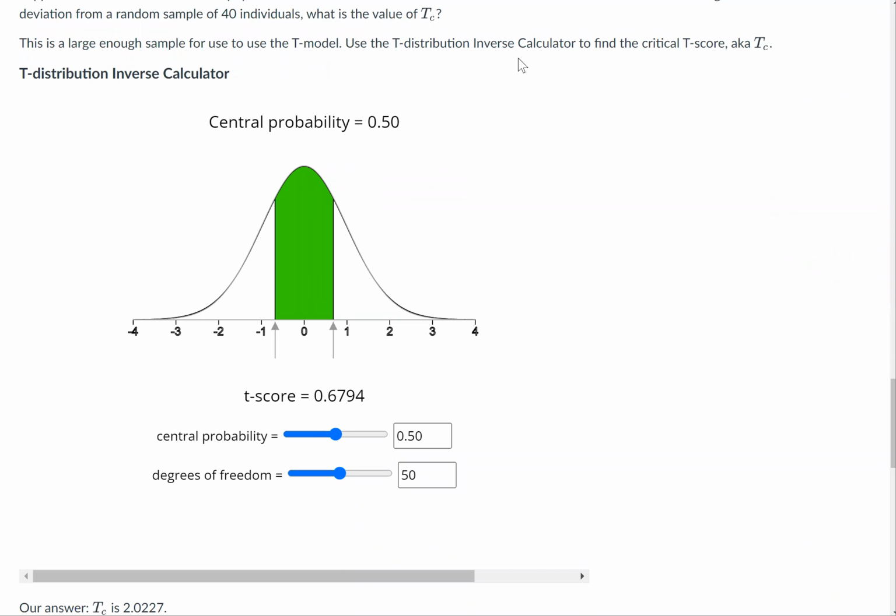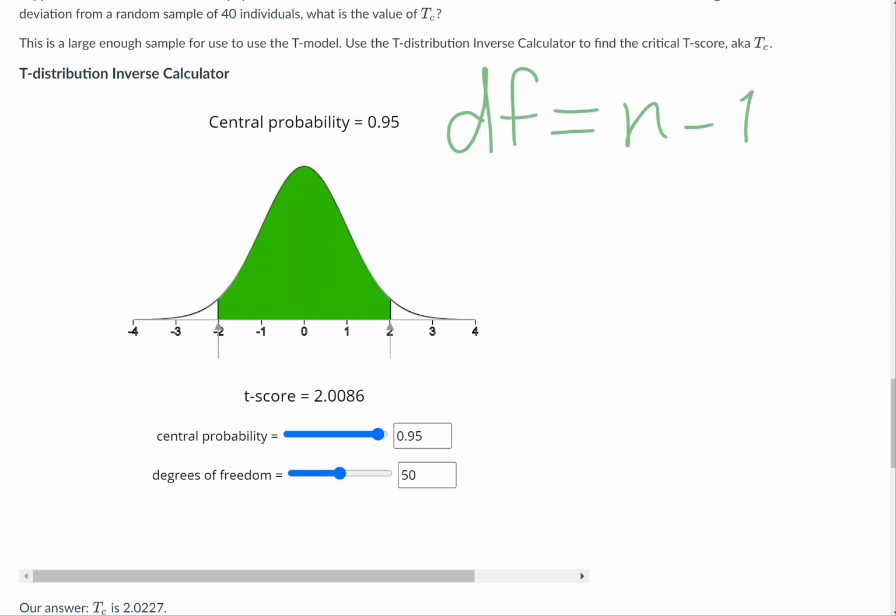So in this example, they used a 95% confidence. So that would be my central probability. I want 95% of the area to be in the middle. And the number of degrees of freedom, remember we said degrees of freedom is 1 less than n. And they had mentioned in this one here that the sample size is 40. So I want 40 minus 1. 1 less than 40 is 39. So I'd like my number of degrees of freedom to be 39.